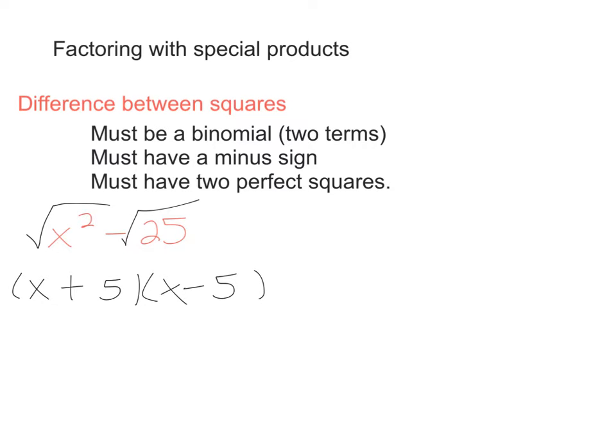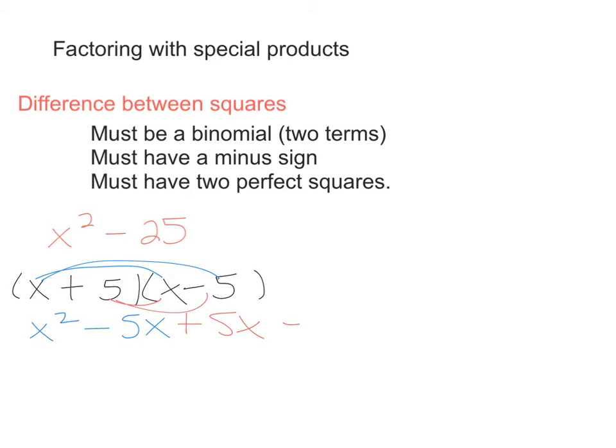Well, if we were to FOIL this, X times x is x squared. X times negative 5 is negative 5x. 5 times x is plus 5x. 5 times negative 5 is negative 25. These two terms here, negative 5x plus 5x, cancel out. We end up with no x's, which is why we have x squared minus 25.